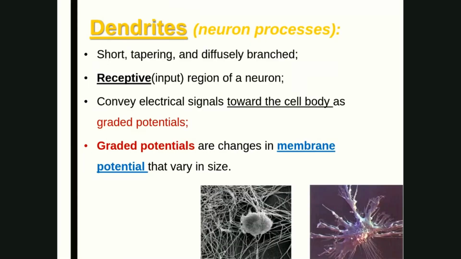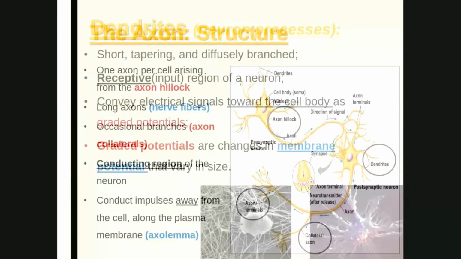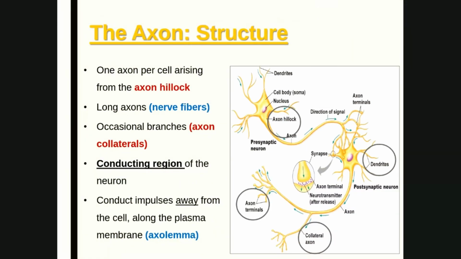Dendrites are the receiving structure. Dendrites receive the impulse, whereas the axon takes the impulse away. Greater potential changes the membrane potential value. Then the axon, this junction is called the axon hillock.